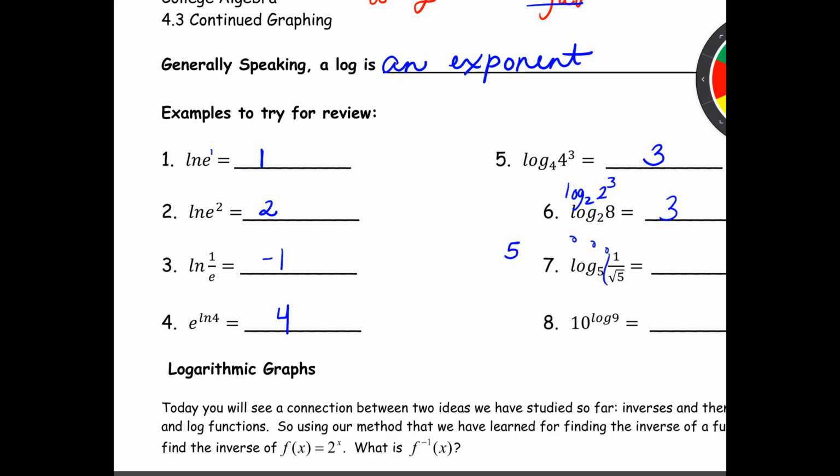Awesome. So Jeremiah changed this 1 over root 5 to have this base of the log, which is 5. And he did that by, he knew that if you have a negative exponent, it puts it underneath 1. And then the 1/2 is what causes you to have that square root. So he looked at this as log base 5 of 5 to the negative 1/2. And then what'd you get as your answer? Exactly. Very nice.